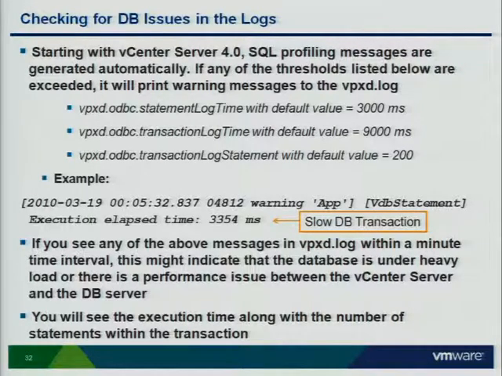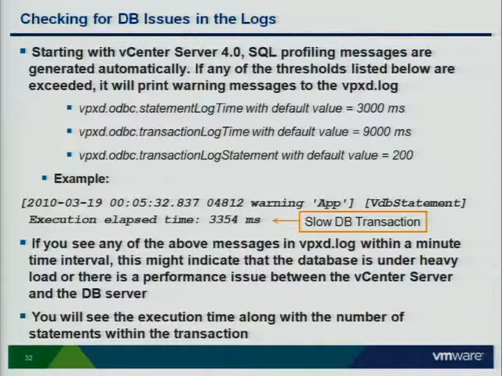And then you have something called the transaction log time. So whenever you have many statements within a single transaction, and if it's exceeding 9,000 milliseconds, it gets logged there. And then we also log anything beyond 200 statements within a single transaction. And we also log execution time. So here's an example where you see the execution time elapsed is 3354, and then there's something to look at.